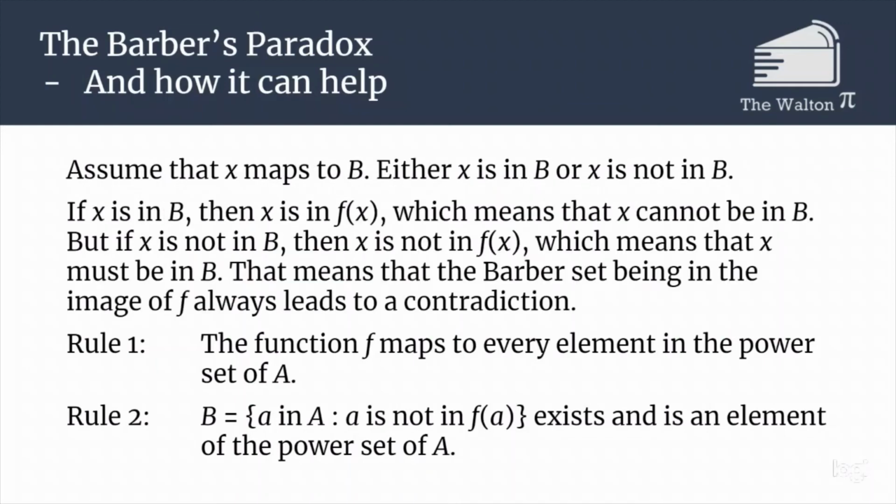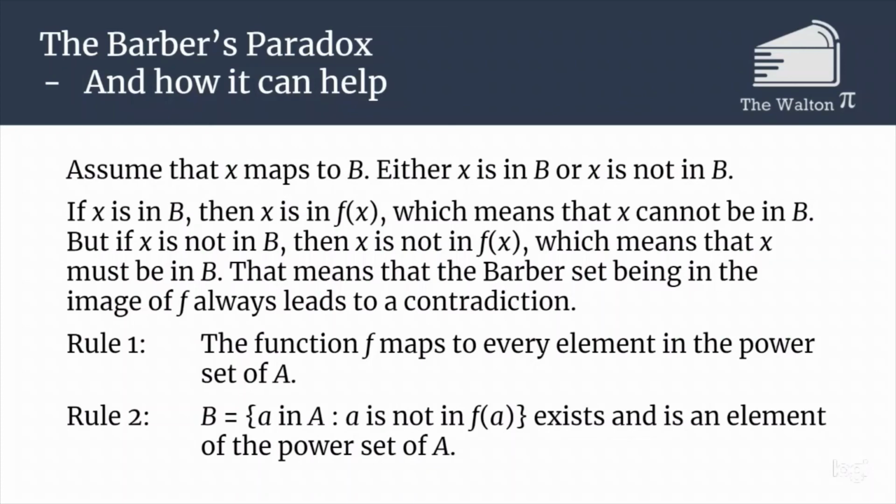So let's assume that x maps to B. Either x is in B or x is not in B. Because B is a subset of A and x is an element of A, x is either in B or it's not in B. So let's start by assuming that if x is in B, then that means that x is in f of x. So that's just saying that f of x equals B. Since x is in B, then x is in f of x. But that means that x cannot be in B. So that's going to be a contradiction.